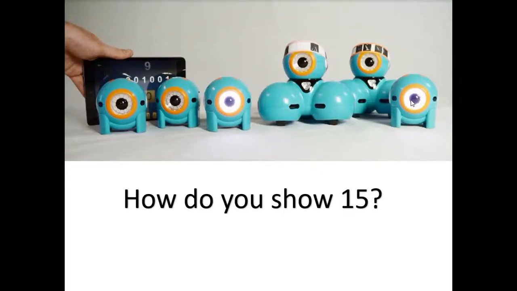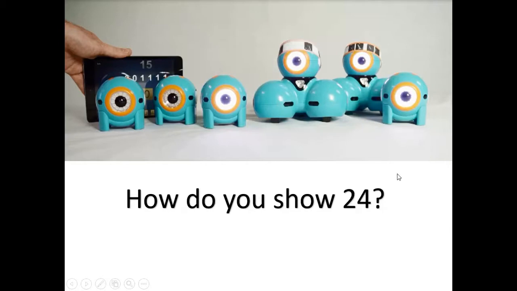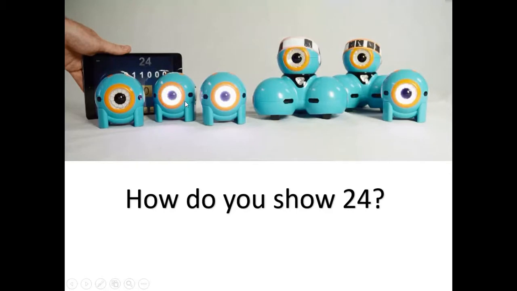How would I show 15? Well, if I'm counting 1, 2, 4, 8, 16, that would be too big. I actually need everything in front of it to get me 15 because 8 plus 4 plus 2 plus 1 equals 15. Let's try one more. How would I show 24? For 24, I'm going to show the 16's place and the 8's place because 16 plus 8 is 24.